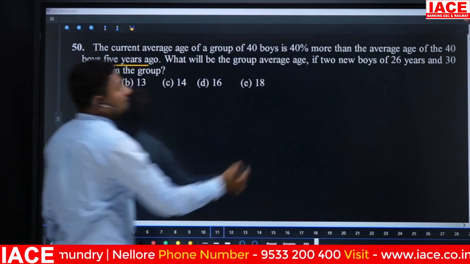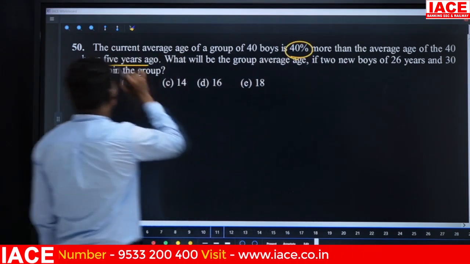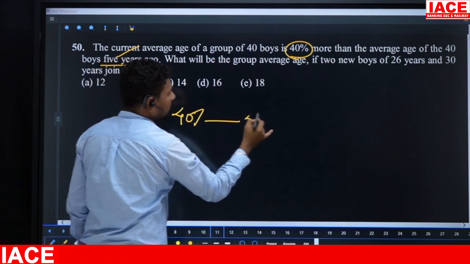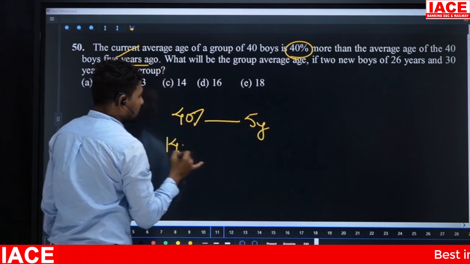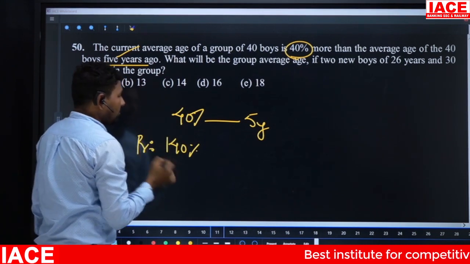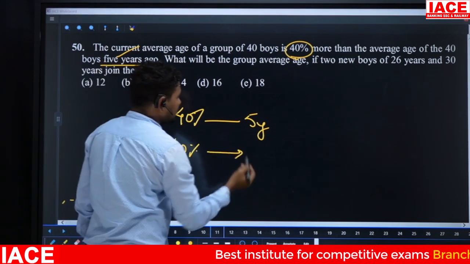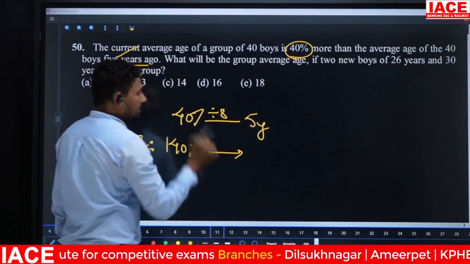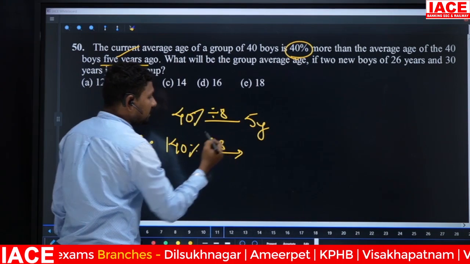As it is now, 40% more is in how many years gap? 5 years gap. That means 40% is equal to 5 years. Then 140% is the present age, the previous age is 100%. Now the present average age of the 40 boys, 140% is equal to 40, which is divided to get 5 by 8. Here also we are dividing with 8.